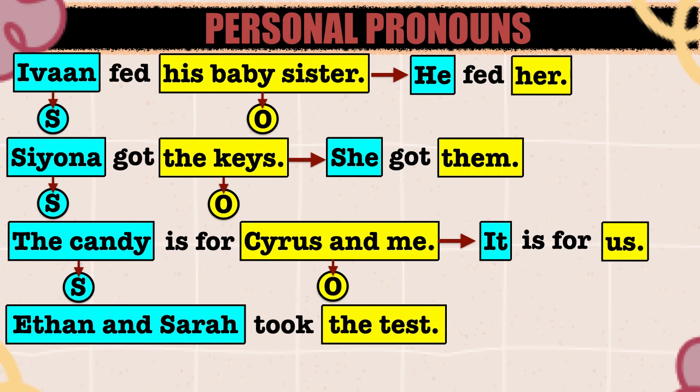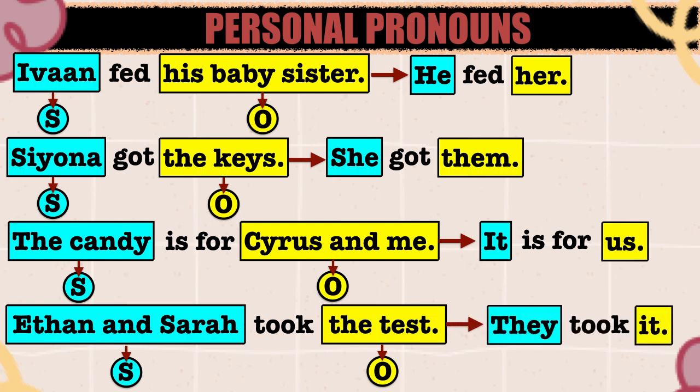Next up, Ethan and Sarah took the test. Ethan and Sarah, subject, taking the test. The test, object, being taken. Rewritten with pronouns, they took it. That's a wrap, but there's more to explore. We have reached the end of the session, but our learning journey isn't over yet.